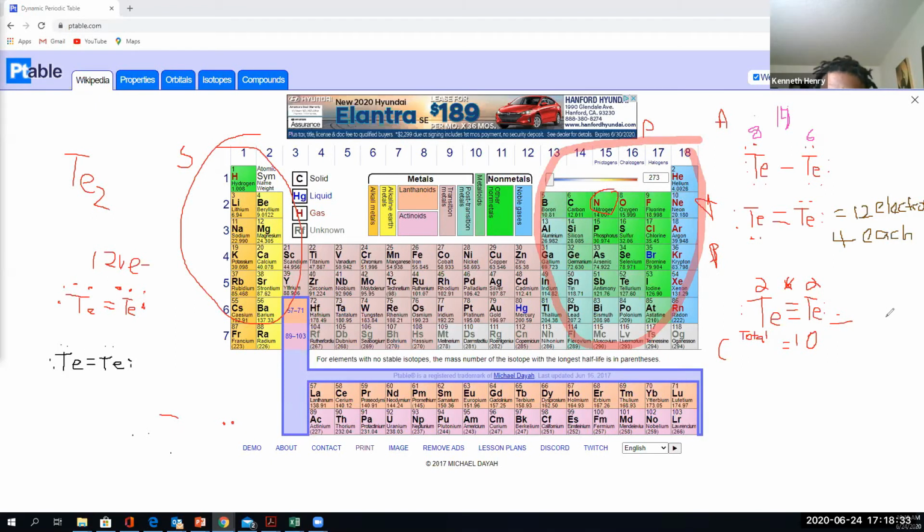Do you understand? Okay, Jamie. Right here. The ones right here in this block. Let me see. You see the box that I made? How many electrons is that?